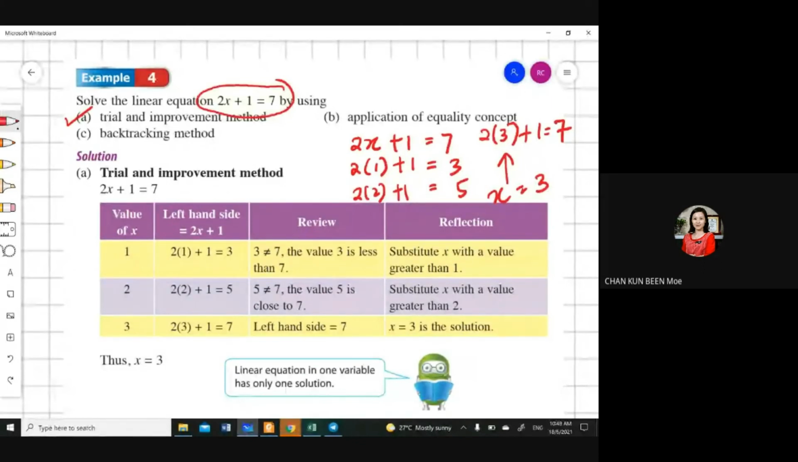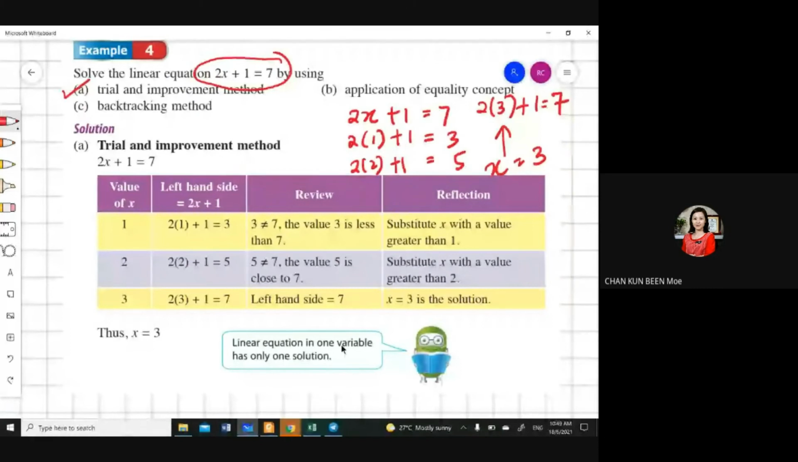This one is easy, right? You understand, right? Yes. Okay, thank you. So look at the little bug down here. What does it say? Linear equation in one variable has only one solution. It means there is only one answer for a linear equation in one variable. So bear in mind, you won't have another answer. You only have one answer. x equal to 3, that's it. There's no other answer like x equal to 3, x equal to 5. No, only one answer. Okay, now we carry on with the second method, that is the application of equality concept.